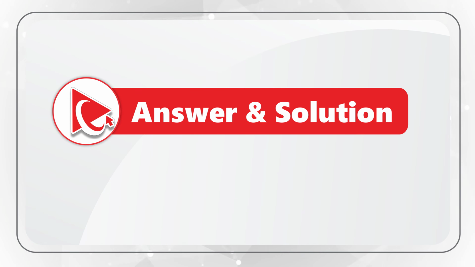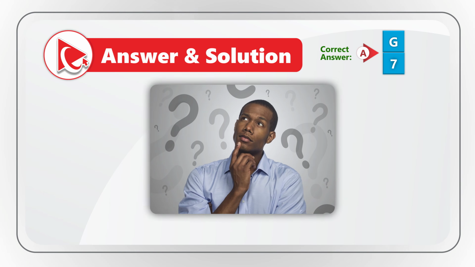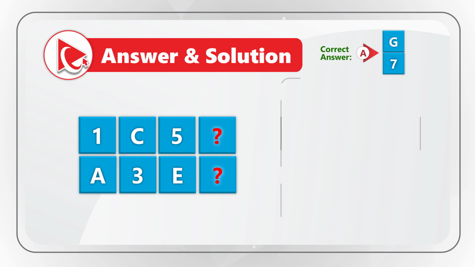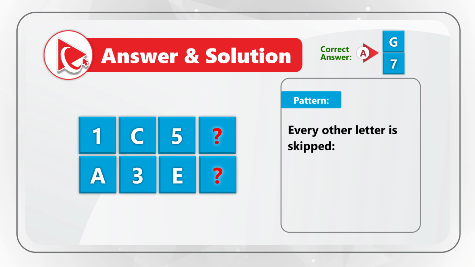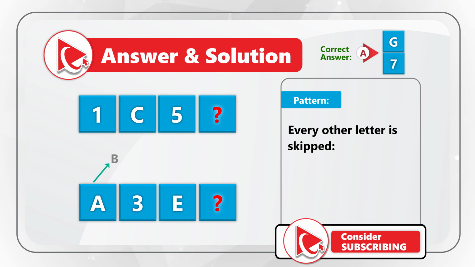I believe the correct answer here is choice A, G7. And here's why. I see the pattern that every letter here is skipped. Let's take a look. If we start with the bottom letter A, then comes letter B, but then we see letter C in the second column.